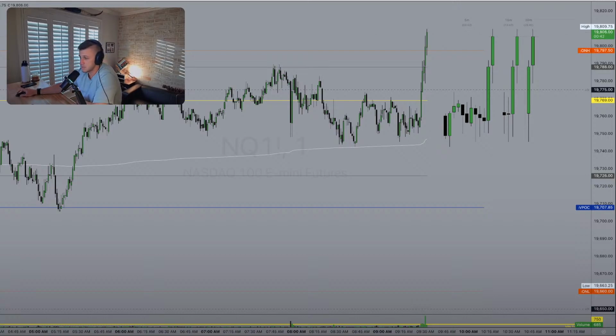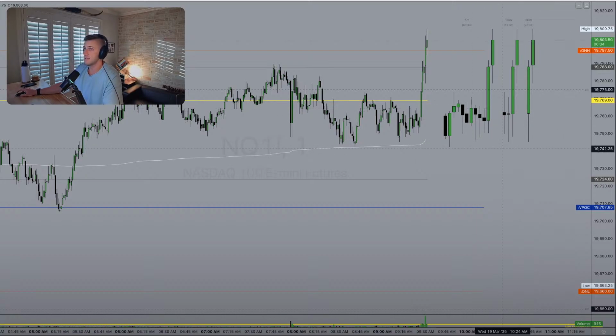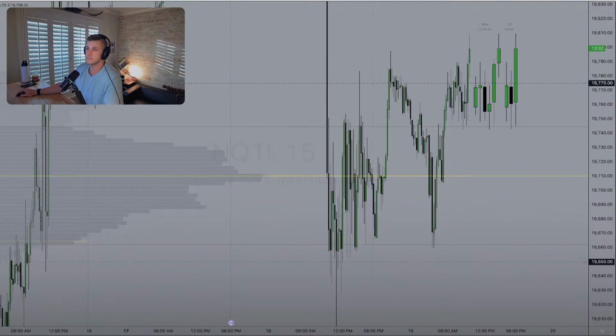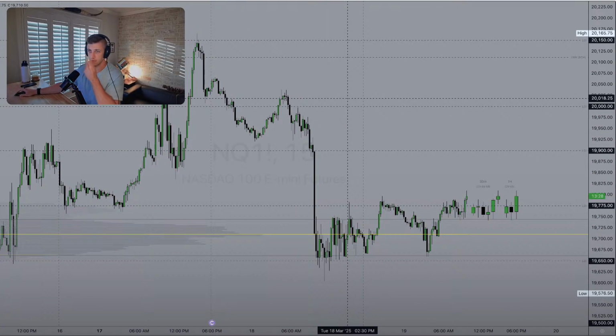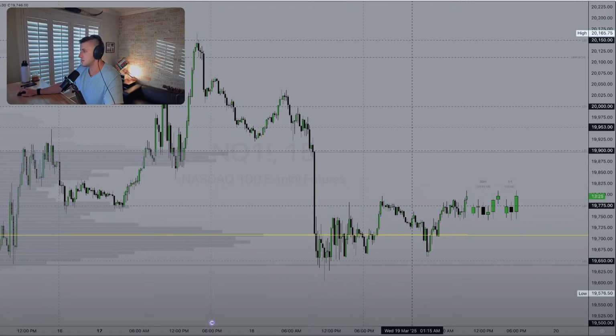I mean, really, this is pretty open here. If buyers can show acceptance above overnight high, it's pretty open up into 900. It's that next level of interest, which is the prior day high as well. So let's see what we're going to be working with.